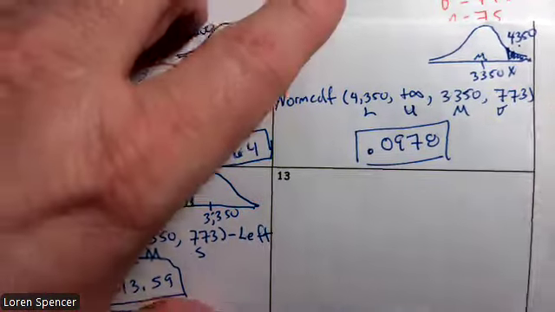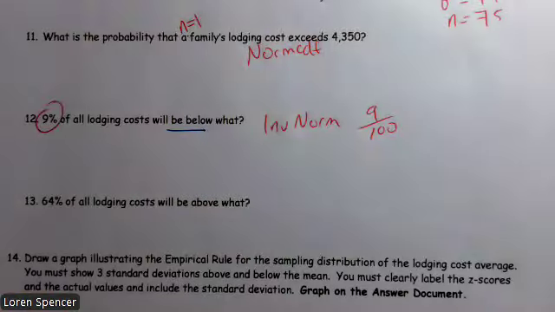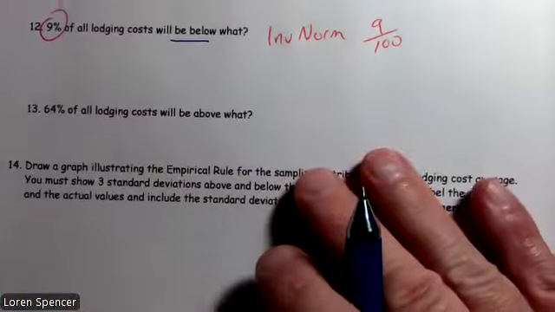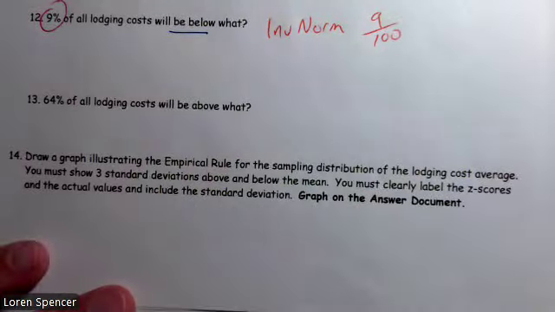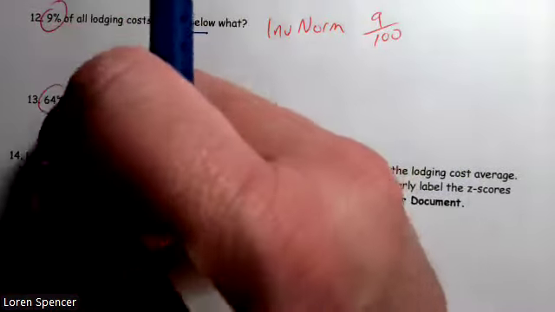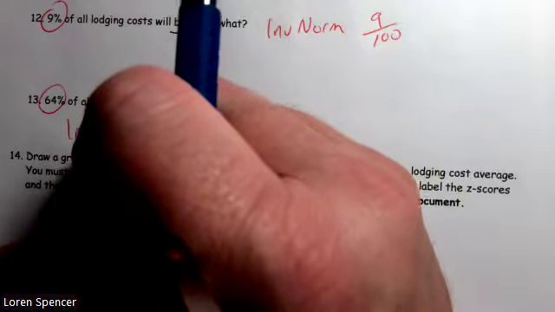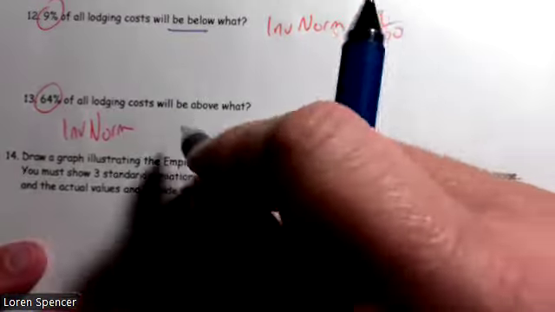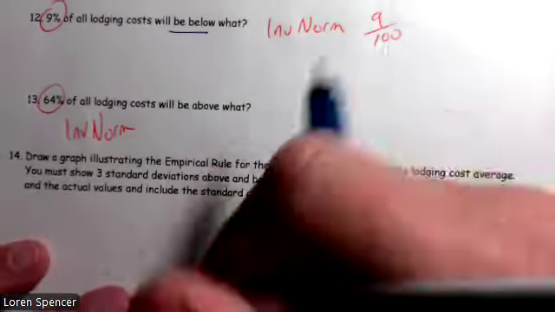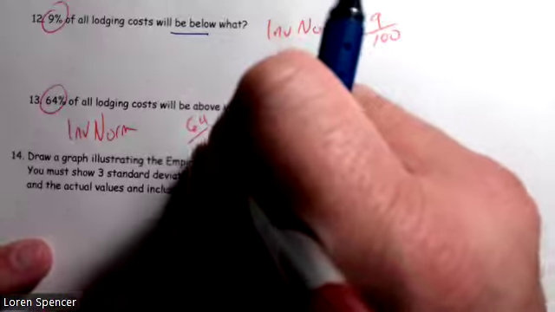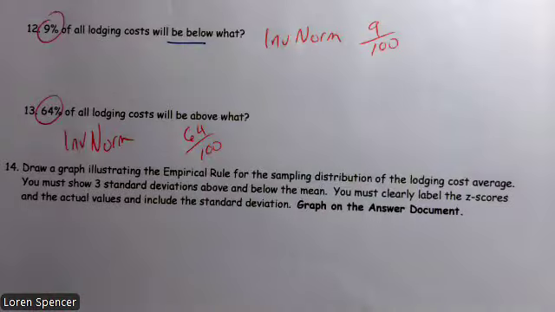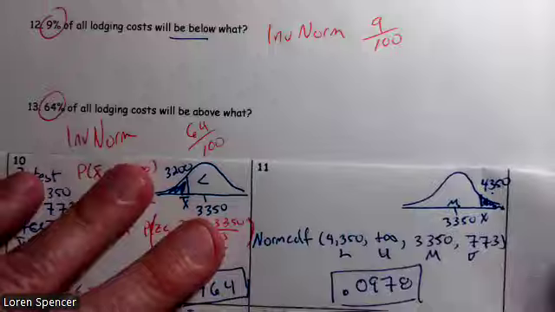Okay. Moving on to number 13. 64% of all lodging costs will be above. Once again, if I see a percent, I'm going inverse norm. And remember, take all percents and divide by 100. Now, this one you got to be careful with. It's a little trickier. So 64 divided by 100 is going to be my probability. So let's go ahead and knock this one out.